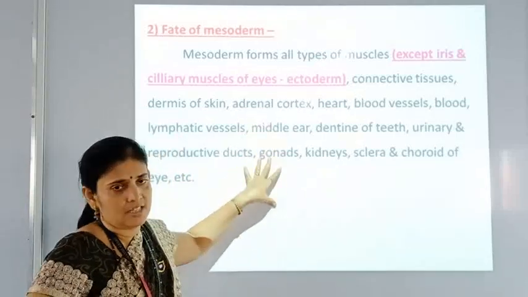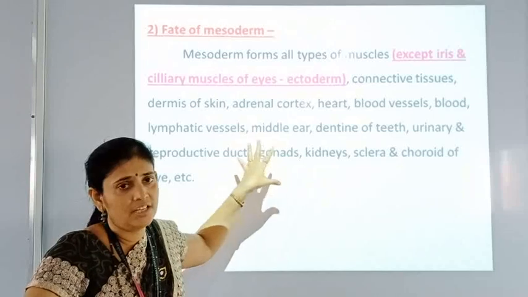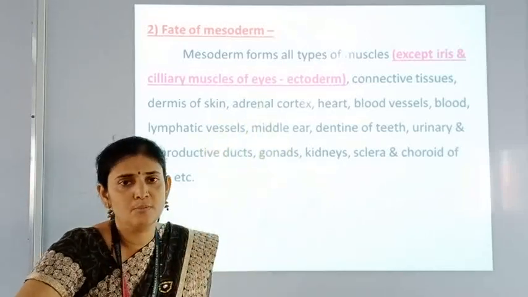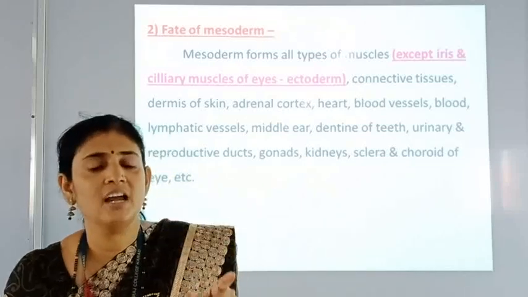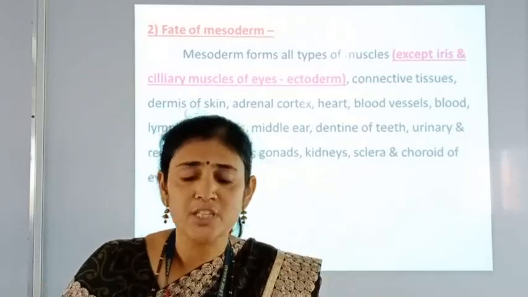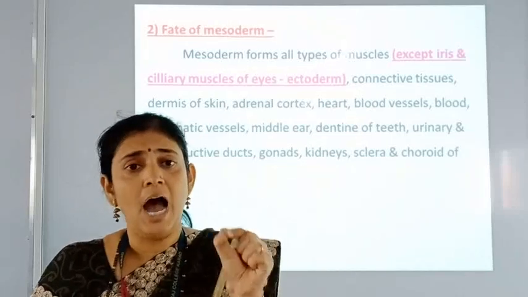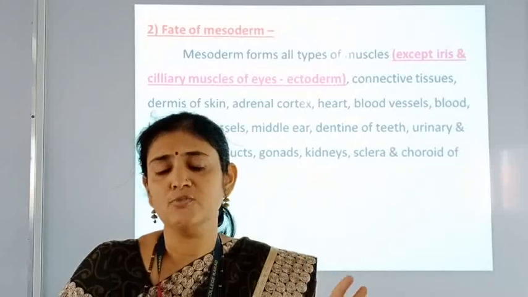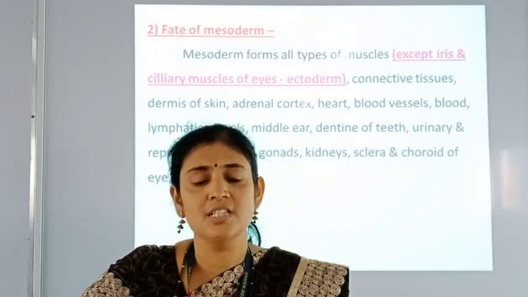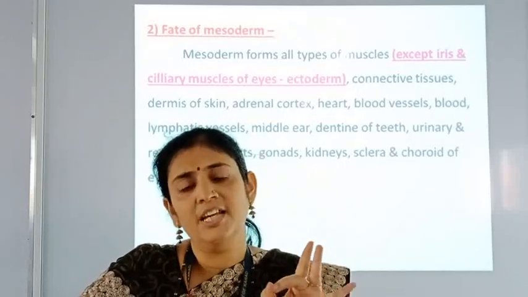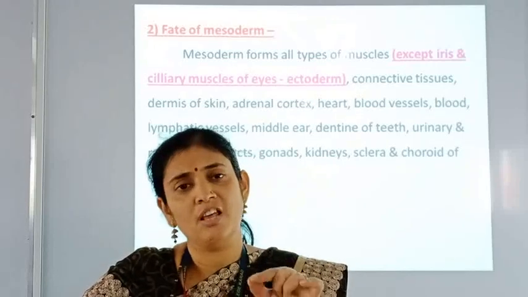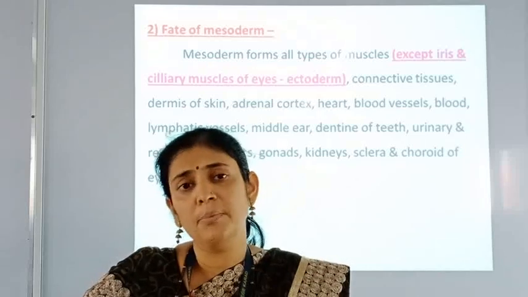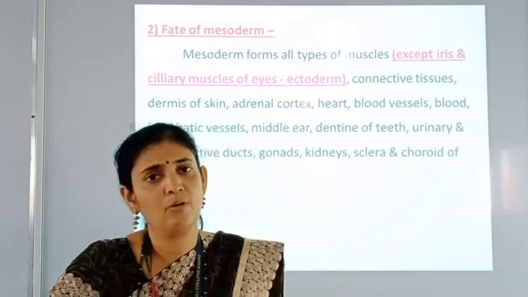So here all these organs or all these tissues which are derived from this mesoderm, again I repeat here, all types of muscles means smooth muscles, striated muscle and cardiac muscles are derived from this mesoderm, except the muscles which are present in our eyes, that is muscles of iris, which are also called as irradial muscles, and the muscles which are present in between the lens and ciliary body, those are called as the ciliary muscles, are not derived from the mesoderm but they are derived from the ectoderm, that we have to remember.